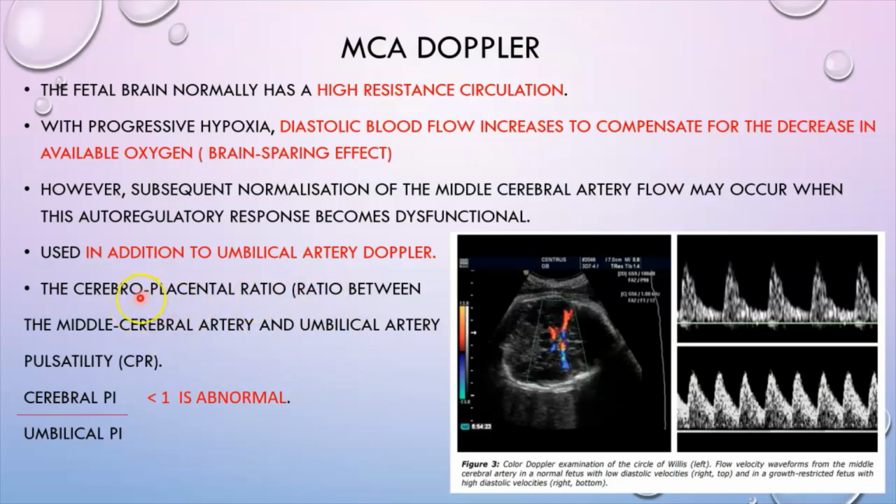Now the most important thing which is measured is the cerebroplacental ratio. This is the ratio between the middle cerebral artery and the umbilical artery pulsatility. So cerebral PI by umbilical PI, if it is less than 1, it is abnormal. Why? Because in a normal pregnancy the cerebral PI is high and the umbilical PI is low. So if the ratio is reversed, it is abnormal.